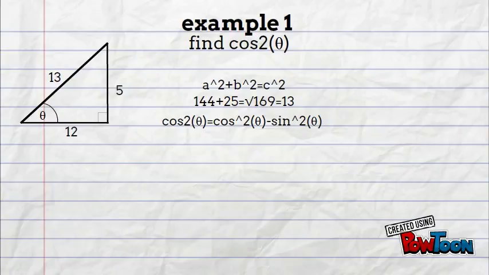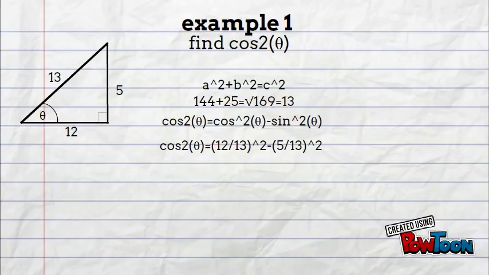Cosine is equal to adjacent over hypotenuse. So in our example, adjacent is 12 and 13 is our hypotenuse. So cosine is equal to 12 over 13. Sine is equal to opposite over hypotenuse. 5 is our opposite and 13 is our hypotenuse. So 5 over 13 is sine of theta.